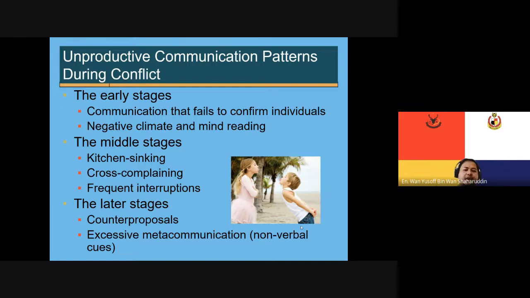So counter proposals will always come in, and then there will be excessive meta communication, especially non-verbal cues. When we talk about meta communication, we know that we will be avoiding talking about certain issues. For example, we keep silent, or we redirect the conversation to something else, or we just make faces, during those unproductive communication patterns in conflict.